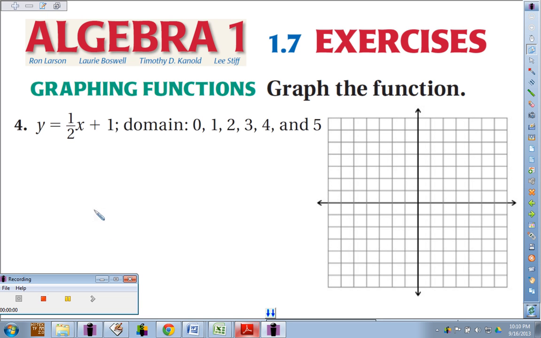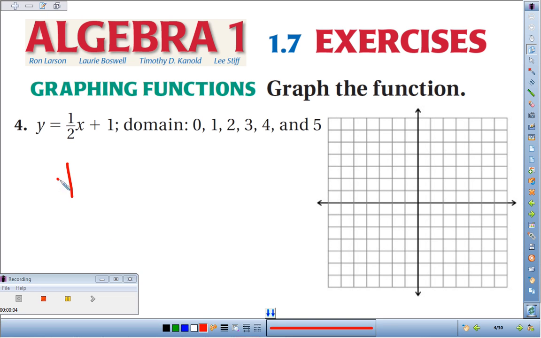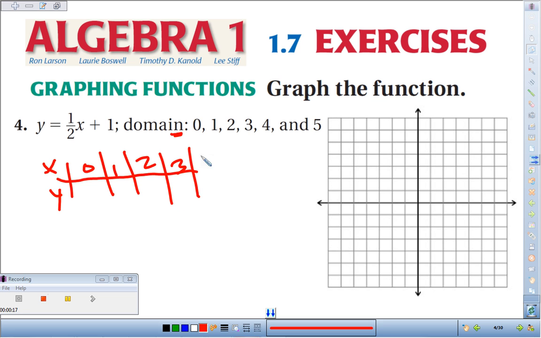Number 4, we're supposed to graph the function, so we'll begin by making a table of values. I've got my x, which are my inputs, and my y values, which are my outputs, and they're very specific. They say domain, so the set of my inputs is going to be 0, 1, 2, 3, 4, and 5.